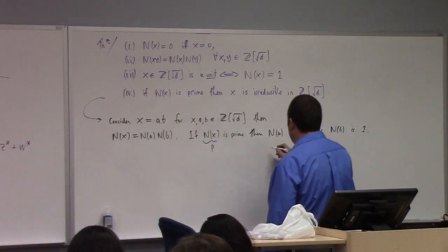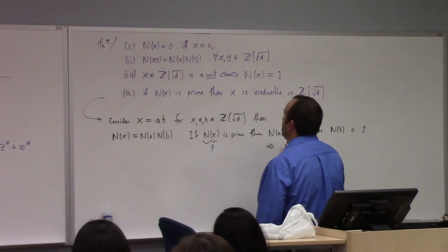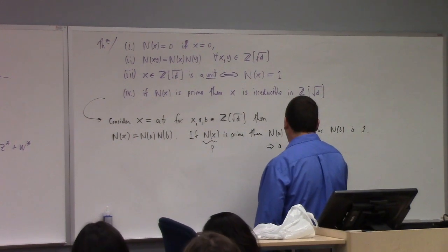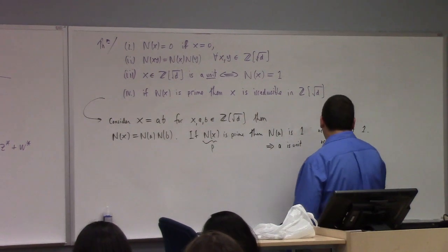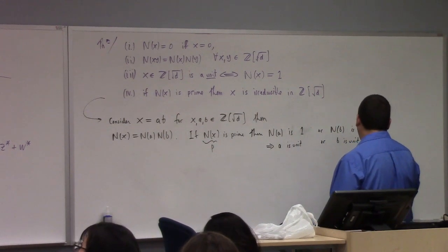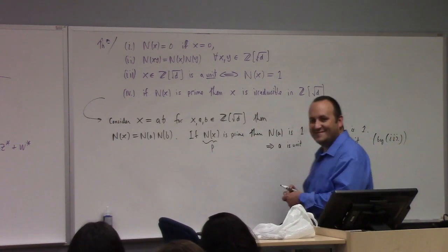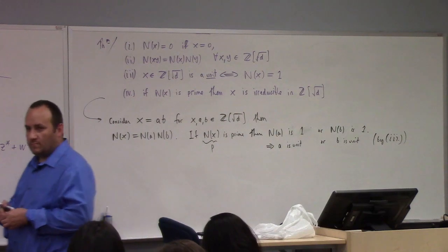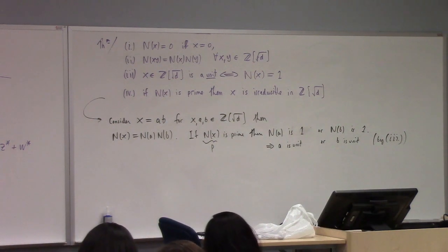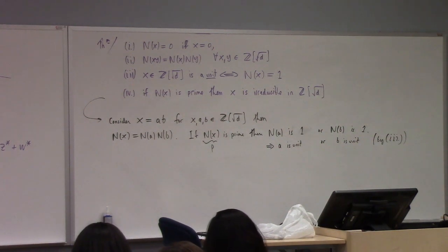So then, which implies that a is a unit, or b is a unit, by part 3, right? Which we haven't proved yet, but we will soon. What does that say? It says if we have a factorization of x, then at least one of the factors is a unit, right? Which proves that x is irreducible. So prime norm implies irreducible element.